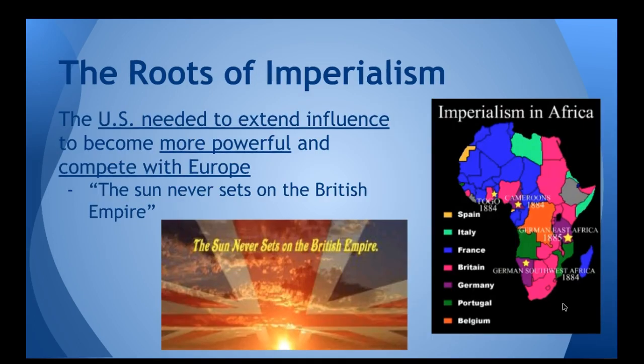So why in the late 1800s did the U.S. begin to go into other nations? It's because the U.S. needed to extend their influence to become more powerful in order to be able to compete with Europe. Obviously, European nations have been colonizing other nations for centuries. That's how the United States came to be, right? We were first a colony of the British Empire.